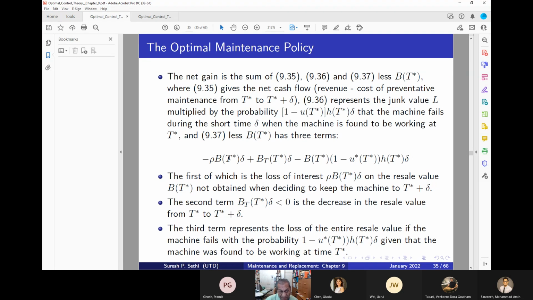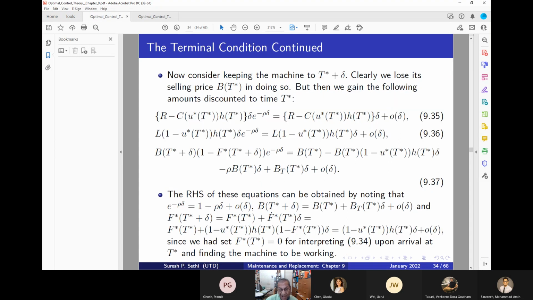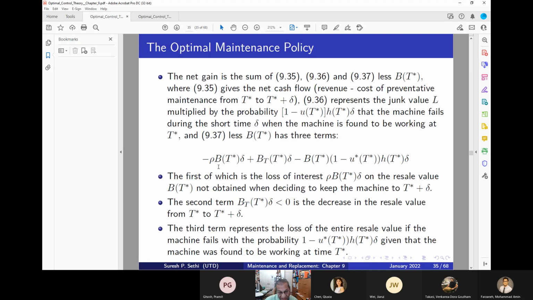Well, the first term is very easy. Because I did not sell the machine at BT star, so I don't have that money in the bank. And so I don't earn interest on that money from T star to T star plus delta. So that interest is right this one. BT star, if you were in a bank for delta period of time, with an interest rate rho, then I would gain that much, but since I don't have BT star, I will lose that. So I lost the interest.